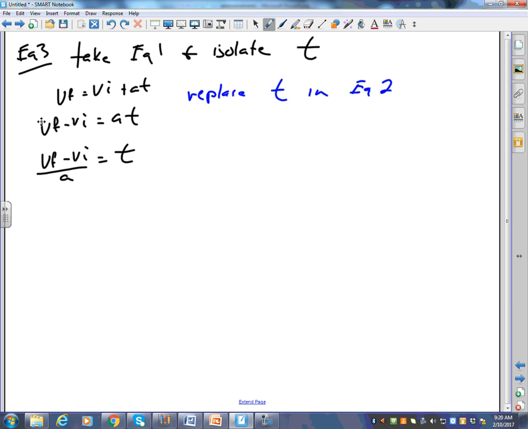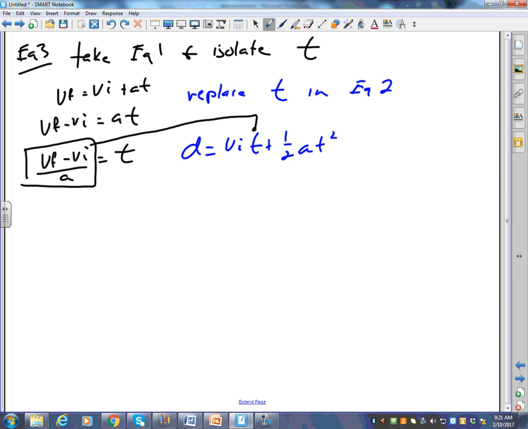Here's where the different colors come into play for me. So d equals, let me write it out like this. d equals Vi t plus 1/2 A t squared. And I'm going to replace t with that, going in there and in there.